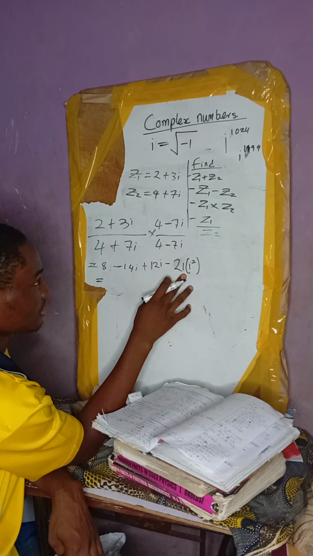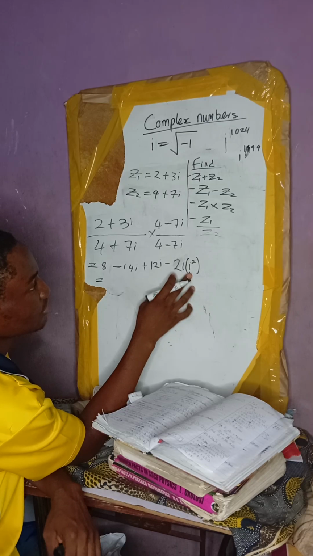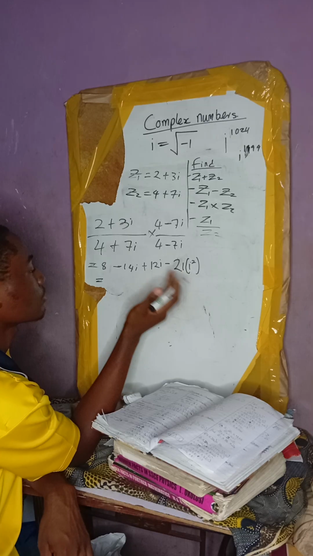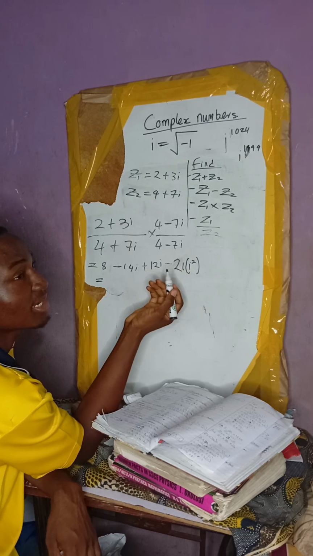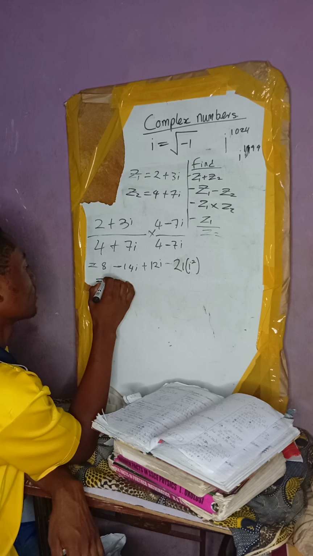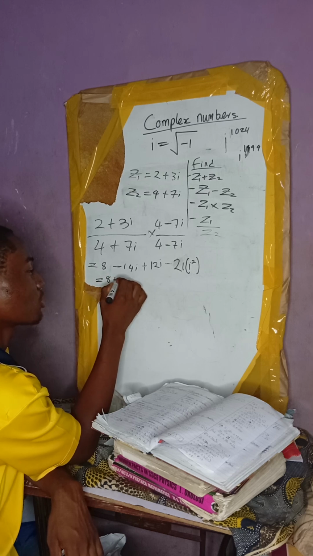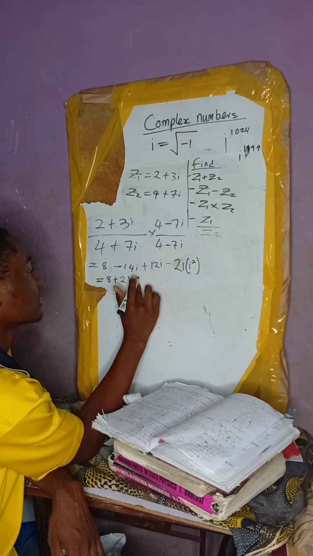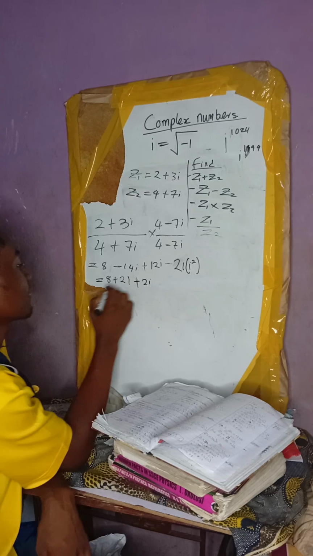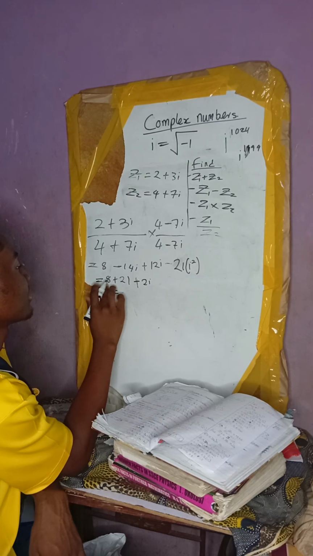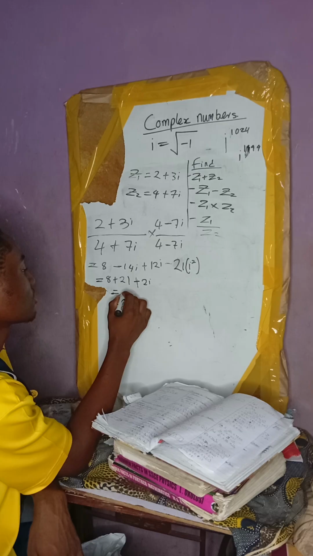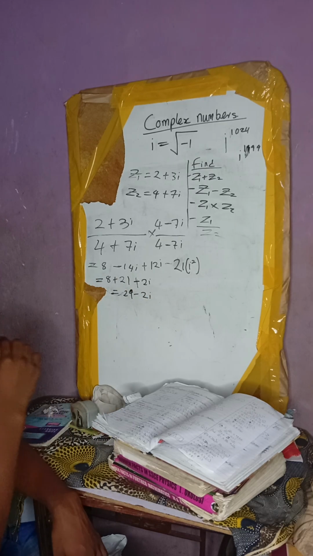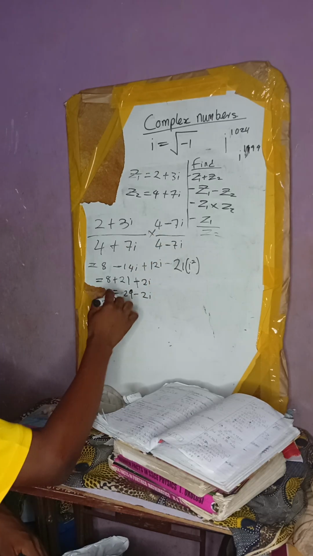Resolving this, we know that i squared is what? Remember, -1. So this is going to turn into plus 21. Remember the negative sign, minus times minus is plus. So we'll have 8 plus 21. This minus this will give you minus 2i. Then we'll simplify further. This plus this will give us 29 minus 2i. So that is for the numerator.